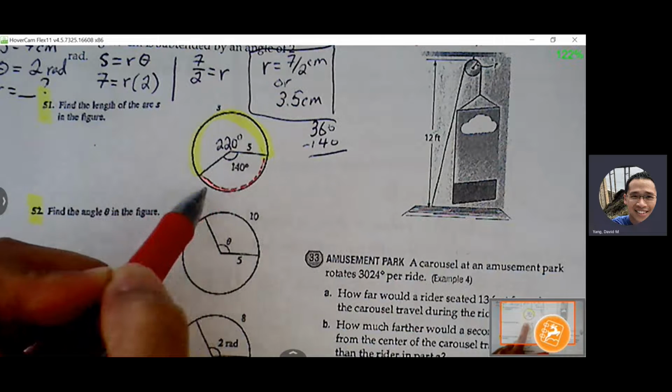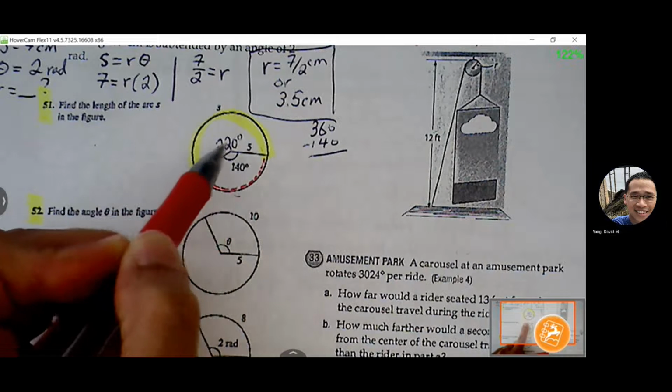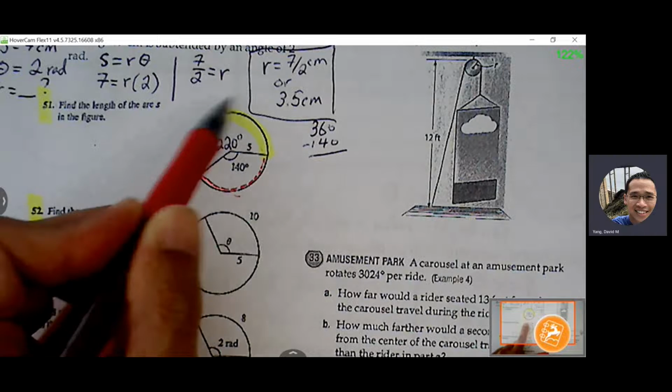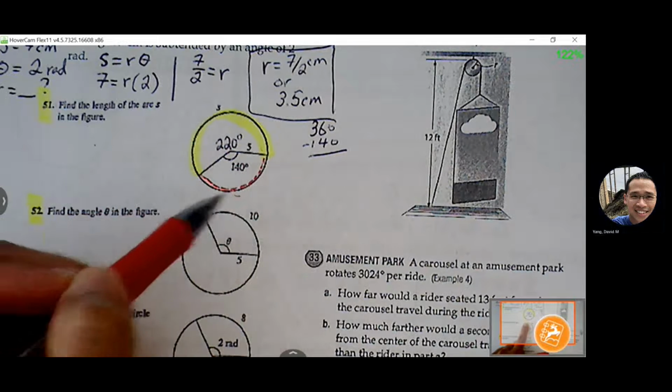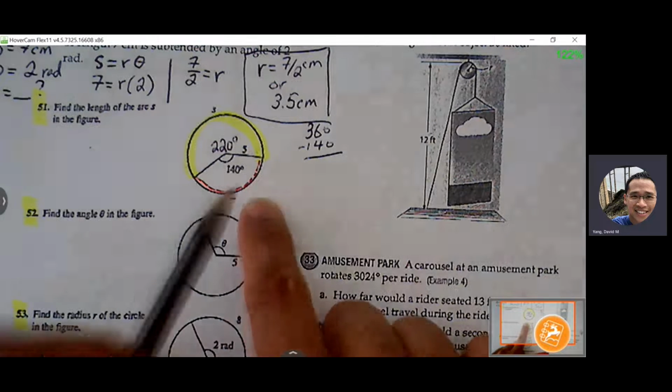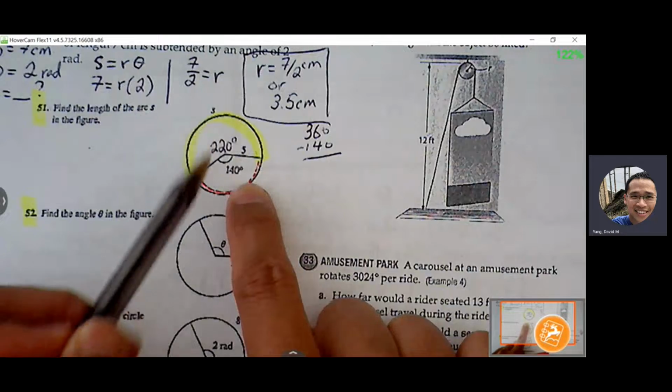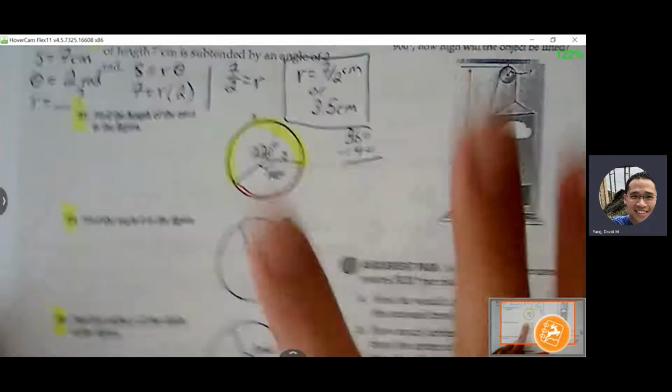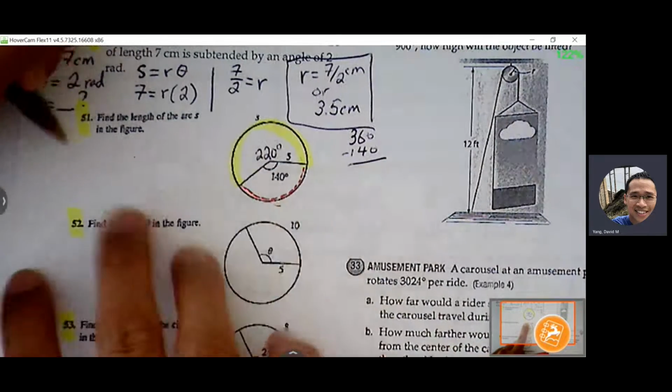So if 140 is meant for this part of the circle, then 220 is going to be meant for the other side of the circle. Because 220 and 140 is 360, so we know that everything is accounted for within that circle. So that 140 is a little bit tricky. It's not quite what we need, but now we have a matching part that we're going to use.